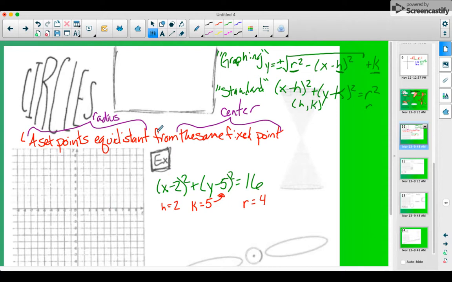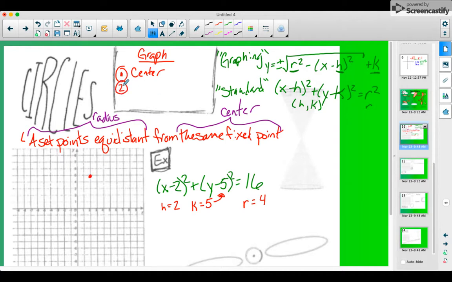So when I graph, we're going to have a certain set of steps for graphing. Step number 1 is going to be to find your center. Now the center is not technically part of the graph. I always put it on there because it just makes it a little easier for me to figure out where I'm going. So (2, 5).